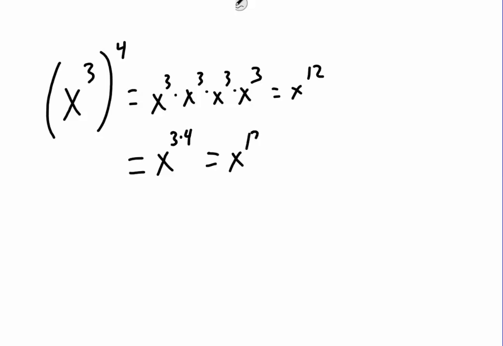x to the 12th. Now, one of the big mistakes here is that some people confuse this one with the multiplication rule, where in the multiplication rule we are adding the exponents, and in this one we are multiplying the exponents. So it's just something to be aware of. This applies even with negative exponents and such.